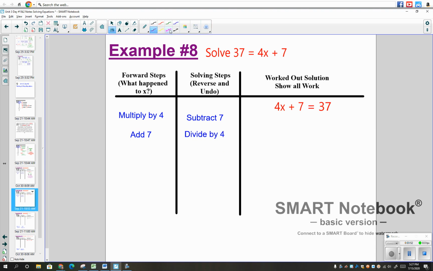So as I solve this, I'm going to start by subtracting 7 from both sides. The 7's cancel out on the left, left with 4x equals 37 minus 7, which is 30. Then I want to divide by 4 to get x by itself.